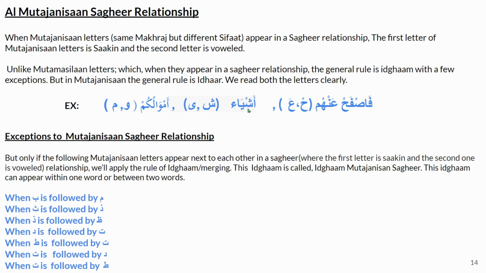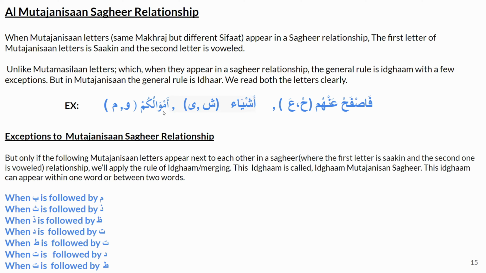Letter sheen is sakin, where the letter ya has a fatha, but we recite both of these letters clearly. Ashya. In the next example, we can see letter meem and letter waw. Both of them are coming from the lips, but they differ in sifat. Letter meem is a letter of tawassut or bayniya, while letter waw is a letter of rakhawa.